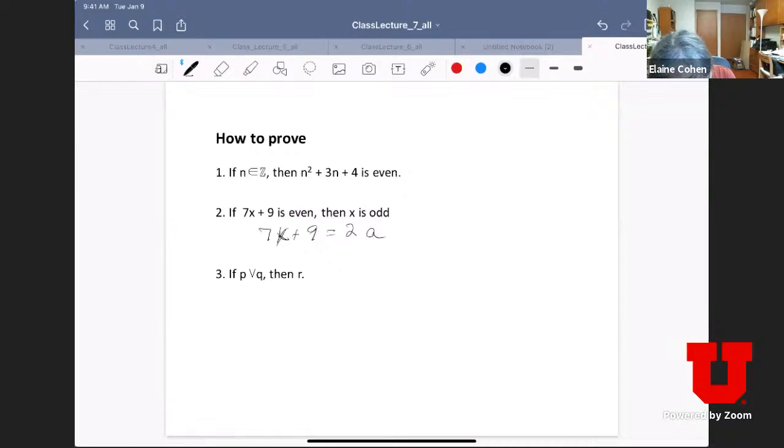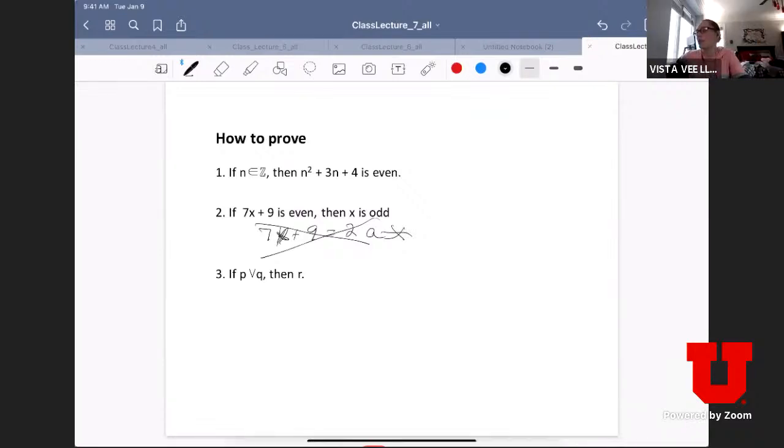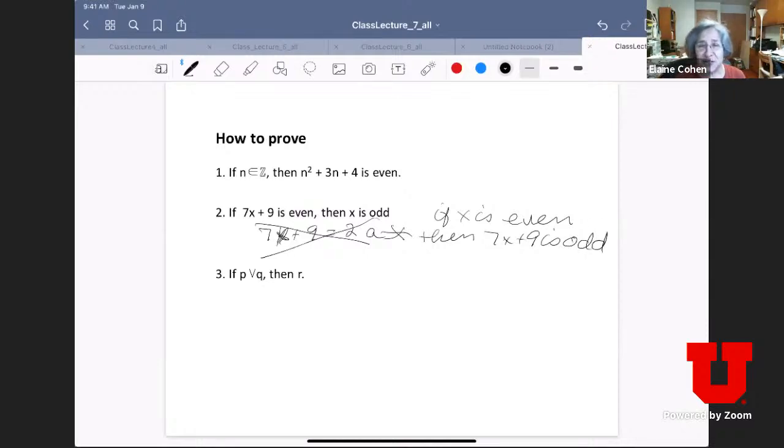Then what? And solve for x. Yeah, you can't solve for x very well. That's not going to be right. I think she was right. I take it back. So what would the contrapositive be? It would be if x is even, then 7x plus 9 is odd. Much easier proof. You're right, 100%. Good job.